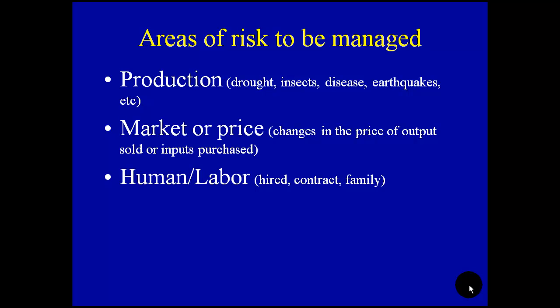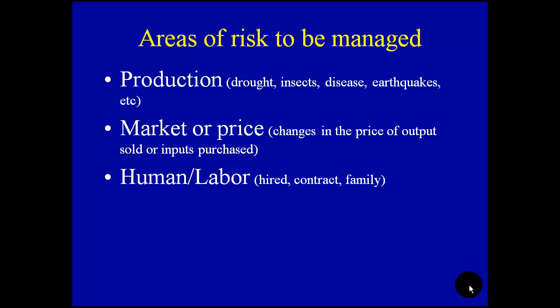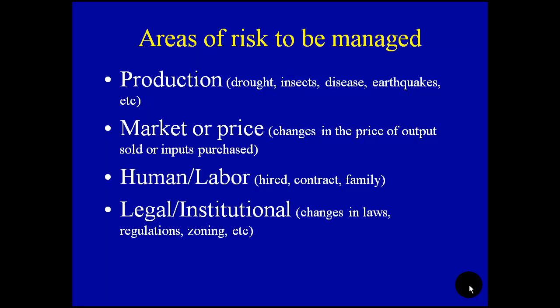Another risk you face is human or labor. Risks related to people you hire, if you have a family business or family members, family risks, things like that. Human risk is somebody may be injured, you may have an employee quit, all of those types of things. Legal institutional risk is risks associated with regulations, laws, and so if there's changes in laws, the regulations, zoning issues, you get sued, all those are legal or institutional risks.